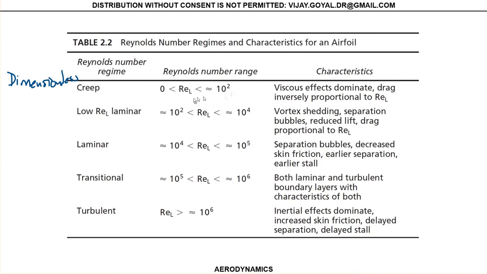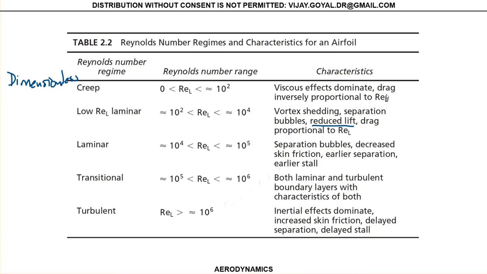And if the number is in the order of 0 to 100, then basically the viscous effect dominates. Because the viscous effect dominates, that means you're going to have a very large drag. Here is a low Reynolds laminar flow. In this region, between 100 and roughly 1,000, you're going to have some separation, a bubble separation, and you're going to have reduced lift.